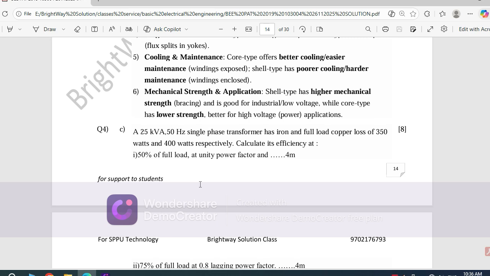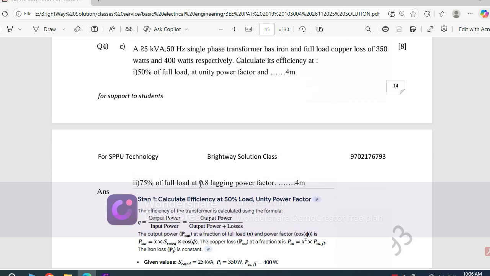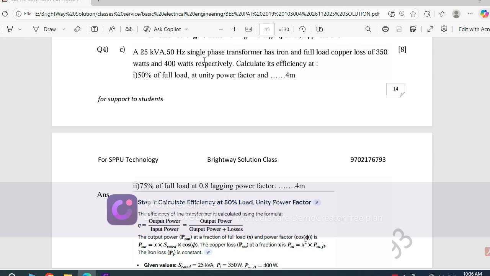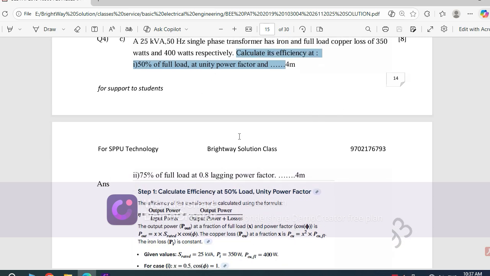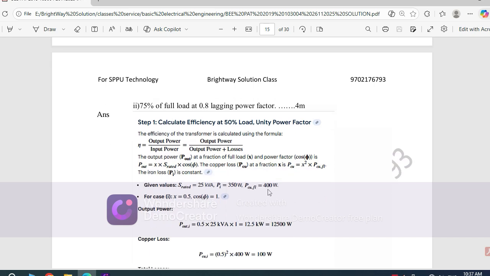Next, the last question of this video. There is a 25 kVA, 50 Hz single phase transformer with iron loss and full load copper loss of 350 watts and 400 watts respectively. Calculate efficiency at 50% full load at unity power factor, which carries 4 marks, and at 75% of full load at 0.8 lagging power factor. So how do you solve it?